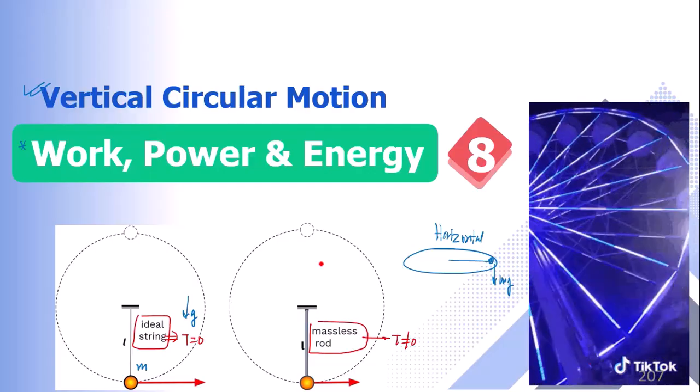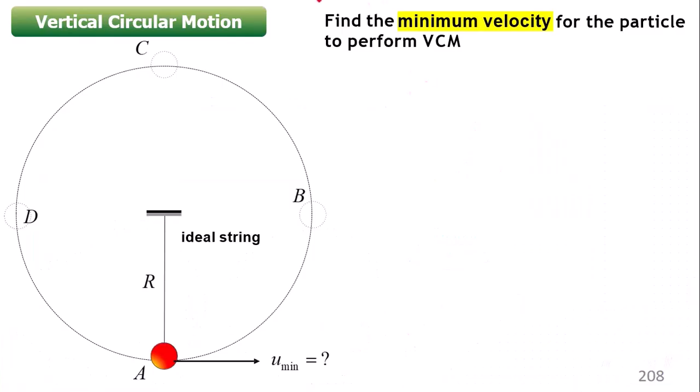Now my first question is, what is the minimum velocity at which the particle has to be projected so that it will perform a vertical circular motion? So you want to calculate the velocity at point A. Let us say the mass of the ball is m. At point A, what is the velocity that has to be imparted on that particular ball so that it can complete the vertical circle?